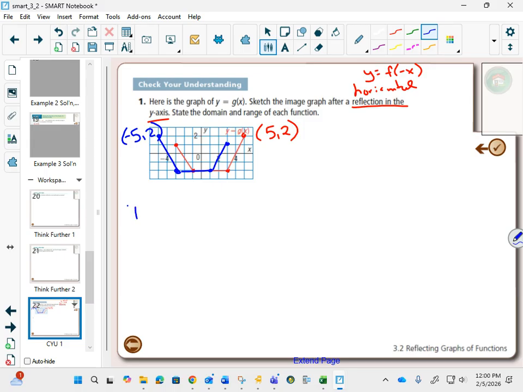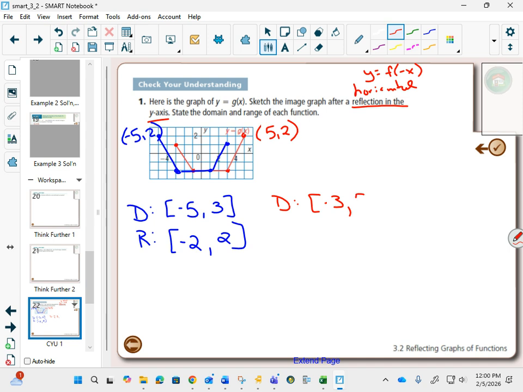Domain and range, I'll quickly finish. Domain and range, I'll just do one notation here. Smallest x value is negative 5, biggest x value is 3. Range, smallest negative 2, and the biggest is positive 2. And for the original one, smallest x value was minus 3, biggest x value was 5, and the range.